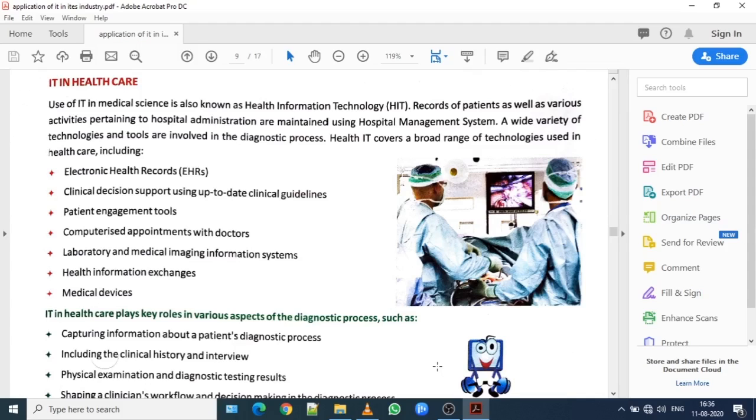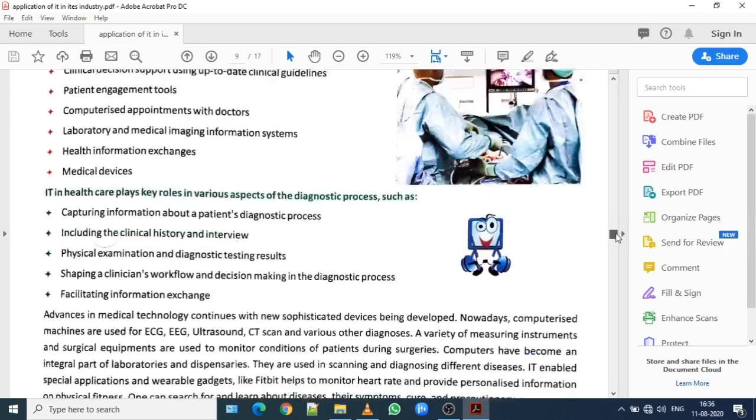So the healthcare industry is normally administered by the hospital management system, where different types of IT technologies are used in healthcare. What are those technologies? Electronic health records, clinical decision support using up-to-date clinical guidelines, patient engagement tools, computerized appointments with doctors, laboratory and medical imaging information systems, health information exchanges, and medical devices. So these are the main areas of technologies they are focusing on in the healthcare industry.